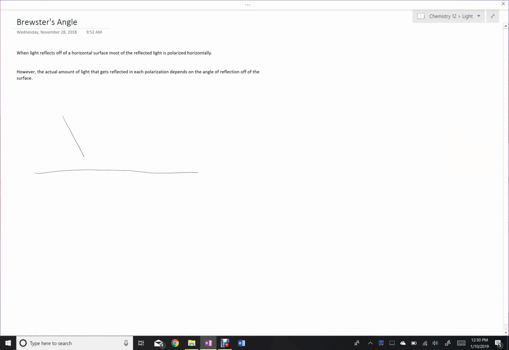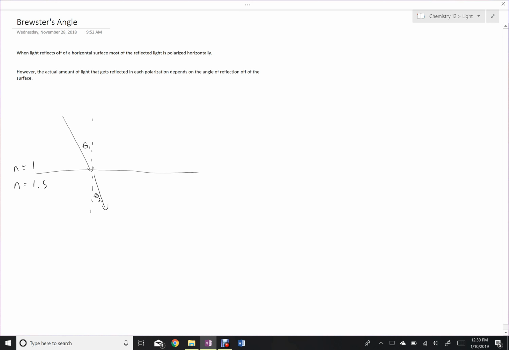Here's our ray of light coming in, and we'll call this theta 1, or the angle of incidence, and it's hitting a barrier. Let's just, for the sake of argument, make this barrier air to glass. And then that ray of light is going to get refracted, and because the refractive index is going from low to high, it's going to bend a little bit more towards the normal, and this is theta 2.